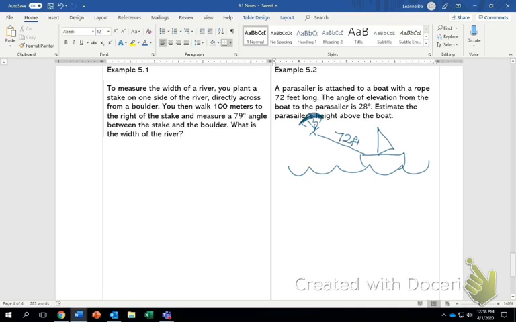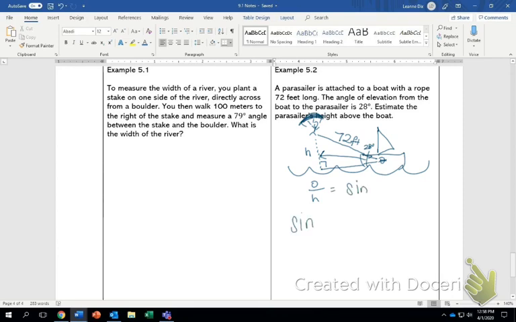And it's asking, what is the height above the boat? So really I need to find the height right here. Think about this as my right angle. The other thing is that this angle over here is 28 degrees. So that's where our degrees are. We are finding our opposite, and we have our hypotenuse. So think about this as theta. We have our opposite and our hypotenuse, and that means that we need to use our sine.